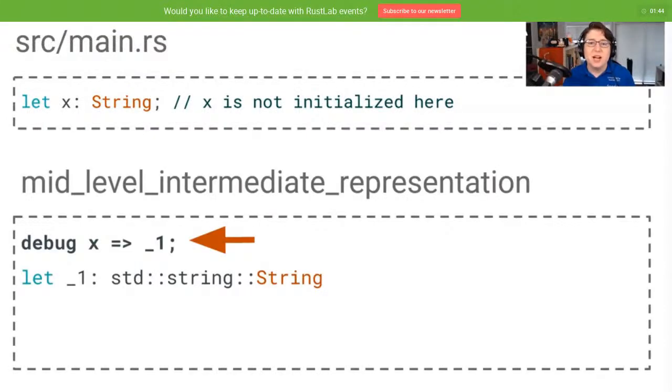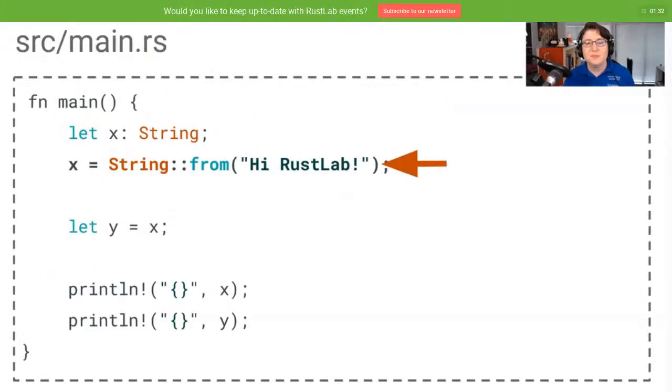If we look at the MIR for this line of code, we see that x is represented by the local _1, and local underscore 1 is assigned the type of string. Now let's look at this line of code where we create and assign the hi RustLab string.